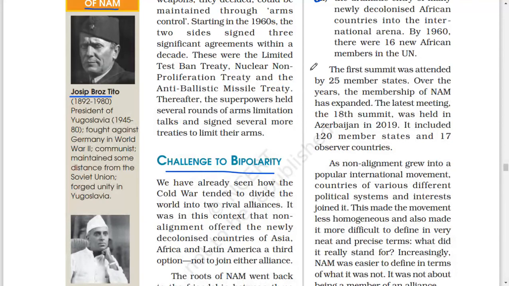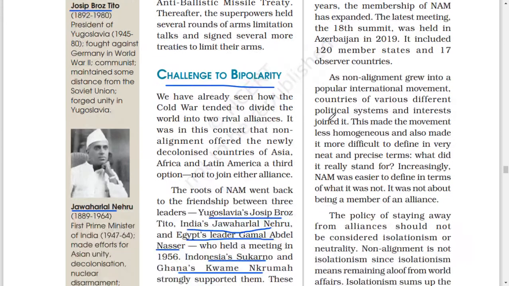Over the years, the membership of NAM was expanded. The latest meeting, the 18th summit, was held in Azerbaijan in 2019. It included 120 member states and 17 observer countries. As non-alignment grew into a popular international movement, countries of various different political systems and interests joined it. This made the movement less homogeneous and also made it more difficult to define in very neat and precise terms.